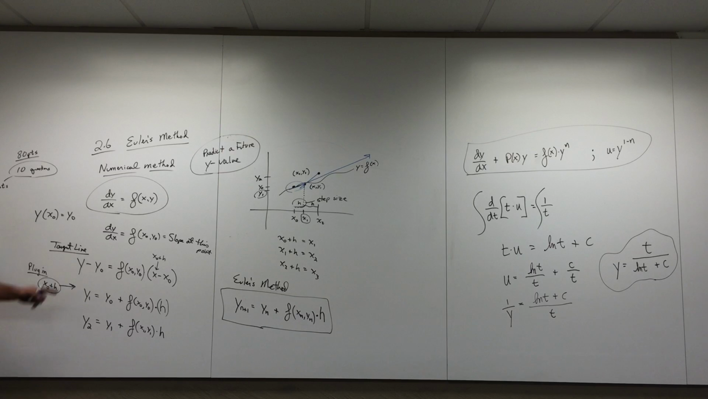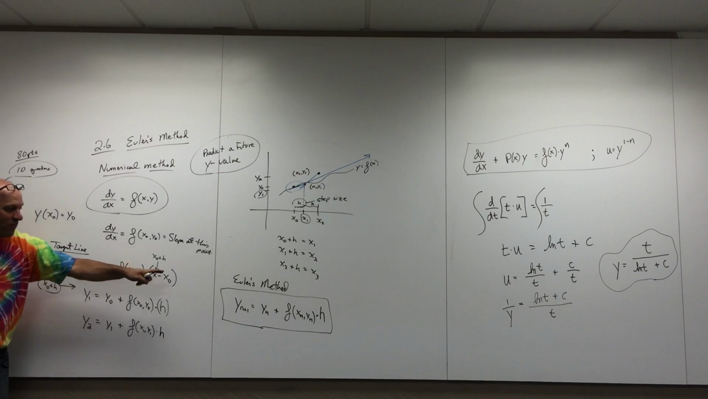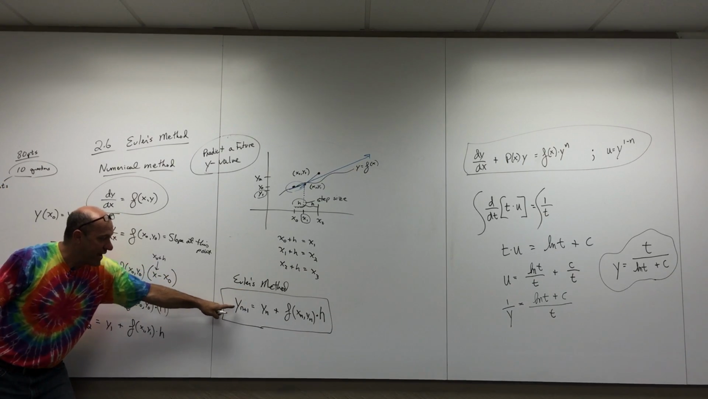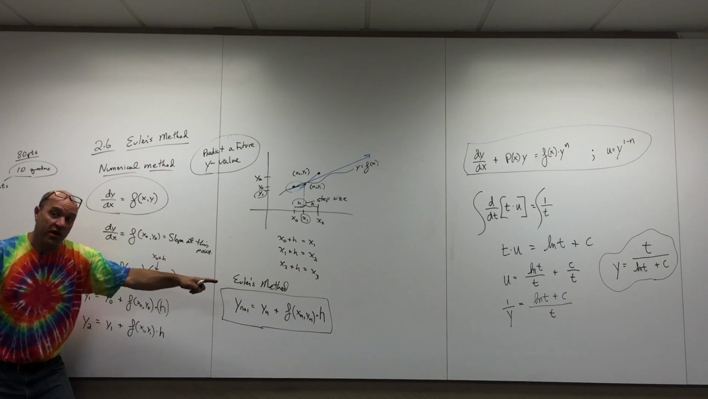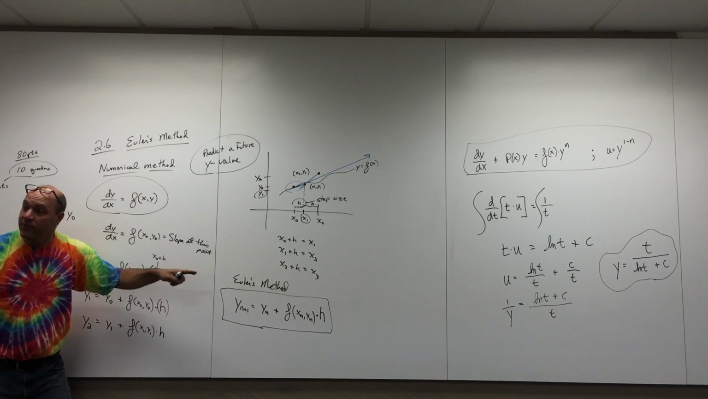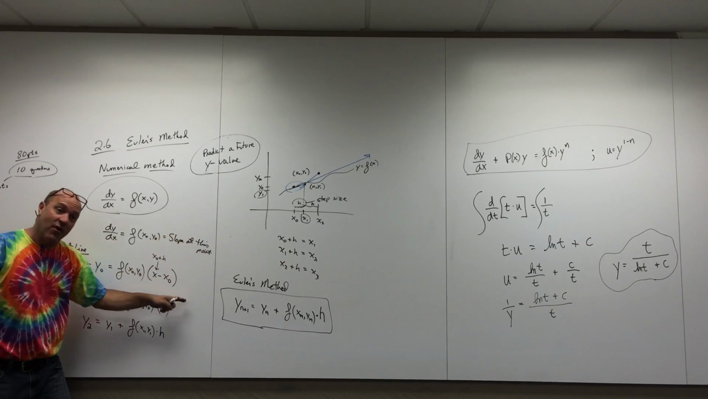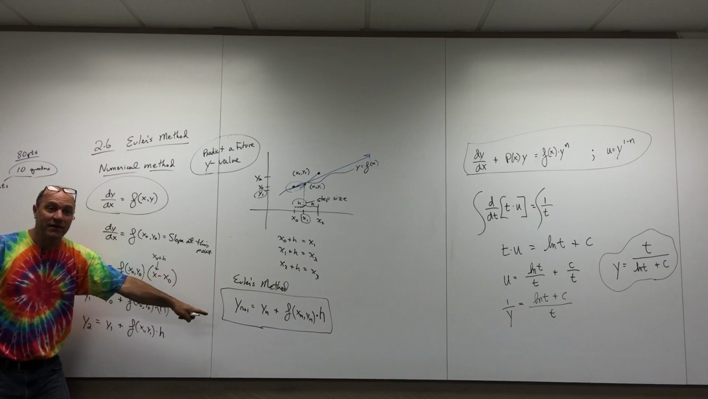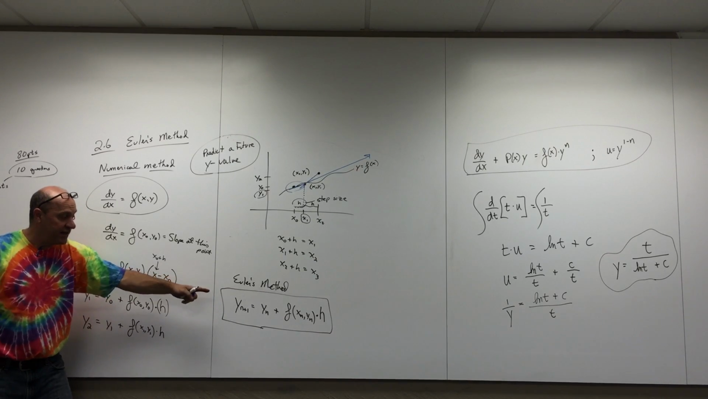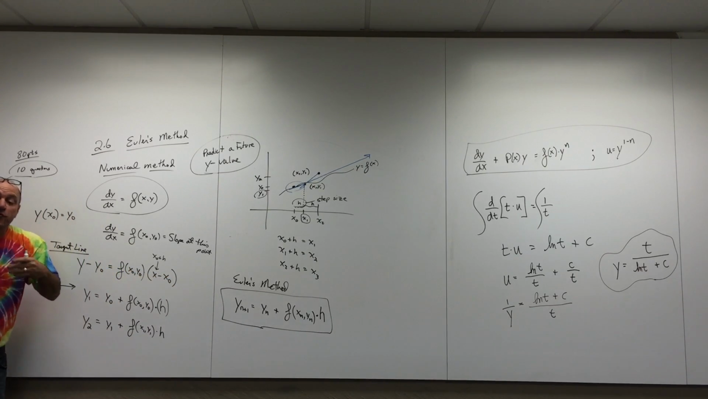The slope will probably change, so it'll probably send me off on a new tangent line. And I'll move over another step size h, and I'll go predict x2, but it'll be on this new tangent line. And I'll try to find y2. Now to do that, I just do this whole process again.